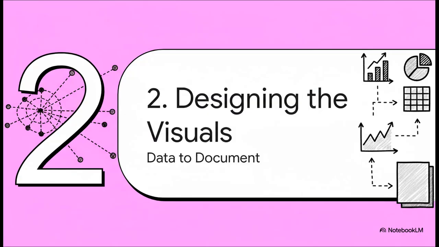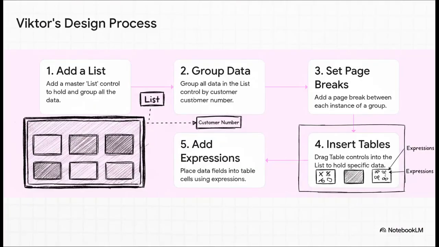Okay, with the data all tamed and structured, Victor can move on to phase 2, designing the visual blueprint. This is the fun part, where he turns that invisible data foundation into something the manager can actually read and understand. Now, Victor's design process is super methodical. He starts with a master container, a list to hold the whole shebang. Then, he tells that list to group all the data by the customer number. After that, he sets up page breaks between each customer group. Then, he just inserts smaller tables inside this list for each type of data. And finally, he drops the specific data points, like the customer name or an invoice amount, right into the cells.